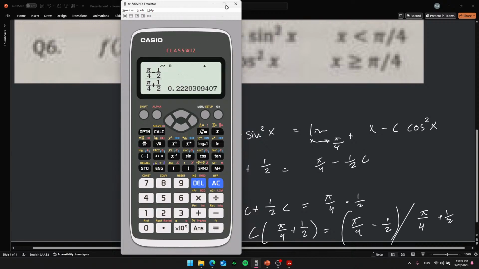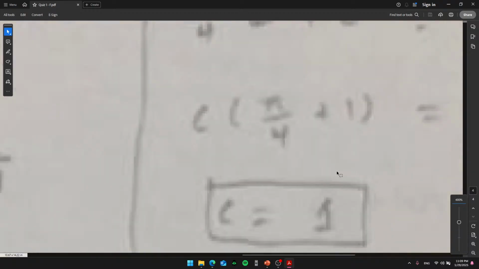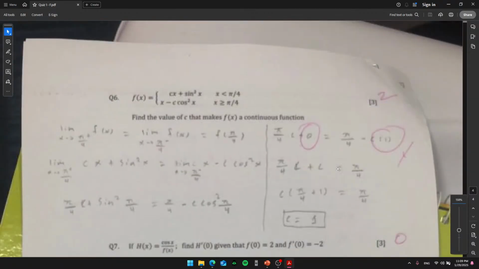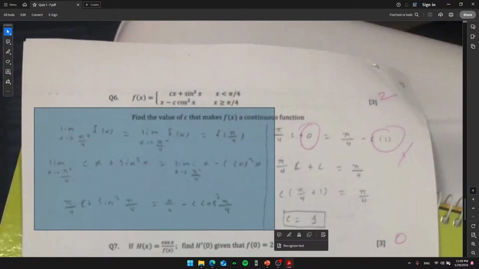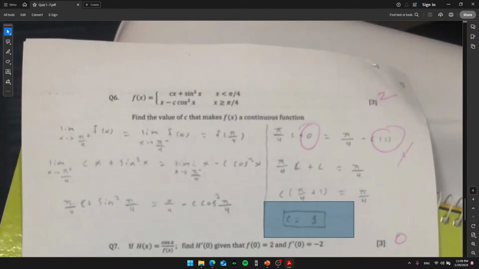0.222. What? C equal 1? Nah. C equal 1. There's no way. Pi over... What? Yeah, he got it wrong. Like he was credited on the steps, but I got it wrong. There's no way C is equal to 1. No way. Let me check.